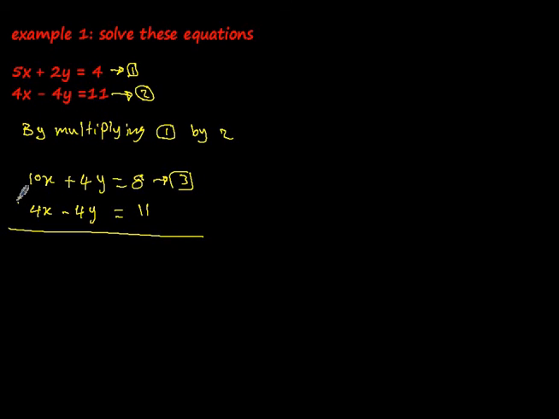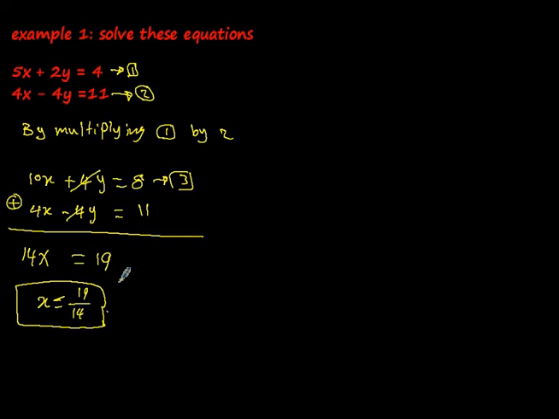And now let's add the two equations. 10x plus 4x equals 14x. 4y and negative 4y cancel out each other, and that equals 19. So, guys, x equals 19 over 14. And now let's go and find out the value of y.